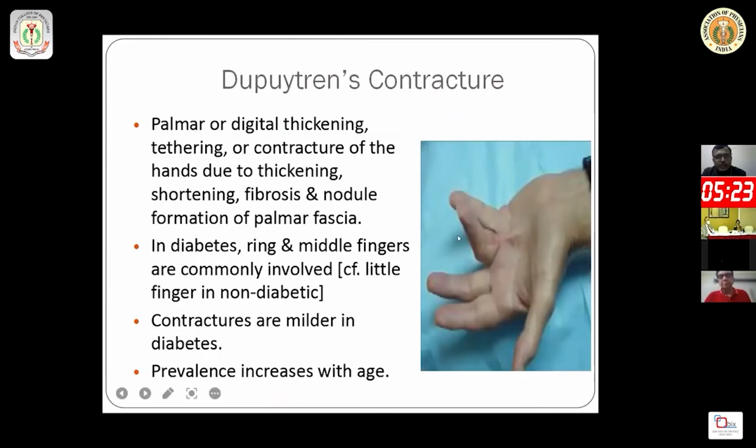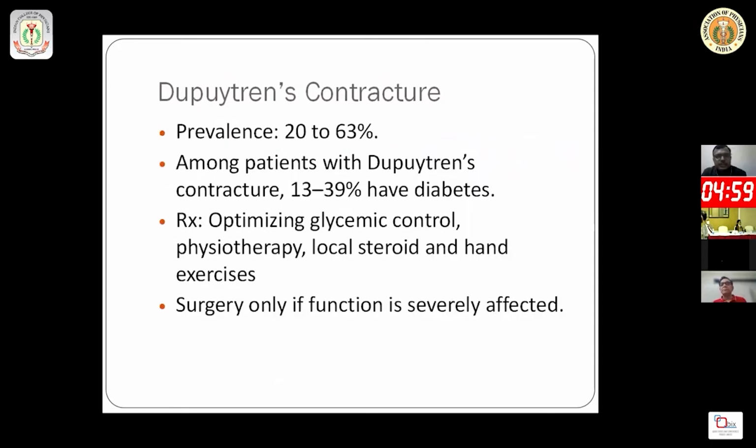Along with this, Dupuytren's contracture is also very common. The difference between Dupuytren's contracture in diabetics and non-diabetics is that in diabetics, the ring and middle fingers are commonly involved, whereas in non-diabetics, the little finger is commonly involved. Also, they are milder compared to non-diabetics, and prevalence progressively increases with age. The prevalence of Dupuytren's contracture is 20 to 63%, and the main treatment is optimizing glycemic control, physiotherapy, local steroid, and hand exercises. If not relieved, surgery can be planned.